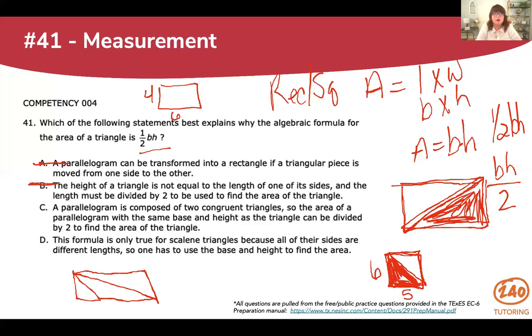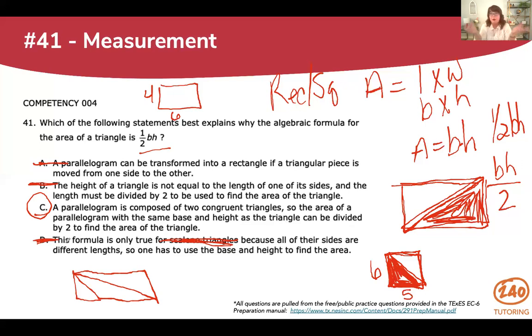A parallelogram is composed of 2 congruent triangles. So the area of a parallelogram with the same base and height as the triangle can be divided by 2 to find the area of the triangle. Guys, that's what we just talked about. The formula is only true for scalene triangles because all of their sides are different. That's not true. Because if you look at any math formula chart, and if you've grown up in Texas, you've looked at a lot of them, then you know that formula doesn't say for scalene triangles only. So D is not correct. C is the correct option here. So hopefully that helped you understand.